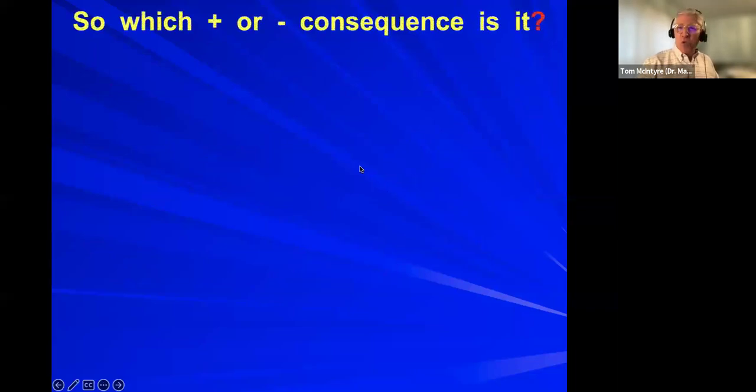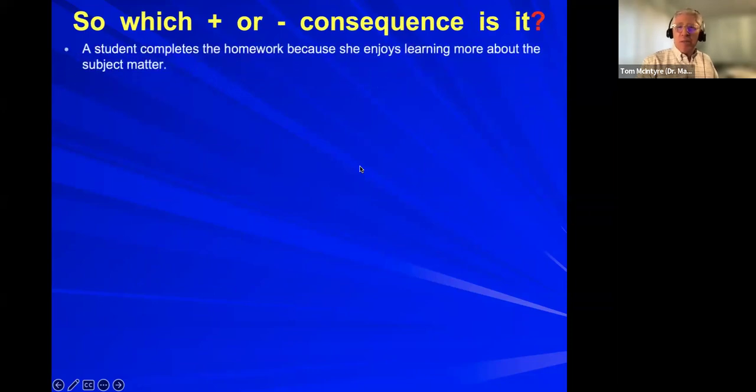So let's just handle a couple of quick ones here. A student completes the homework because she enjoys learning more about that subject matter. Now, here's a kid who's saying, I love studying about chemistry. And I love this homework because I know more about chemical properties and it'll help me when I apply for the chemistry program at the university. What kind of reinforcement is in play here?